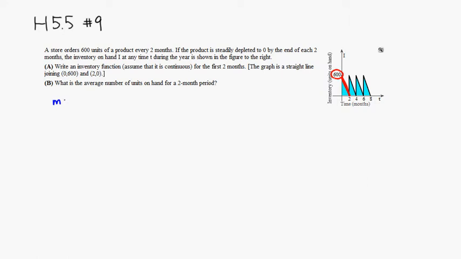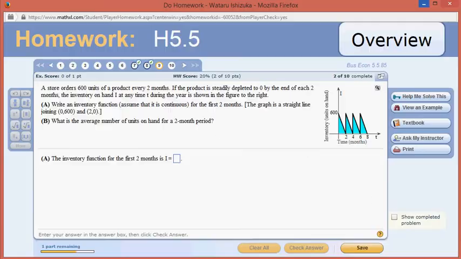Slope m is just the rise over run. So the run is 2, and the rise is 600 down to 0, so it's actually negative 600, which gives you negative 300. Therefore the equation is y equals m, which is negative 300, x, plus 600, which is the y-intercept. So mx plus b.